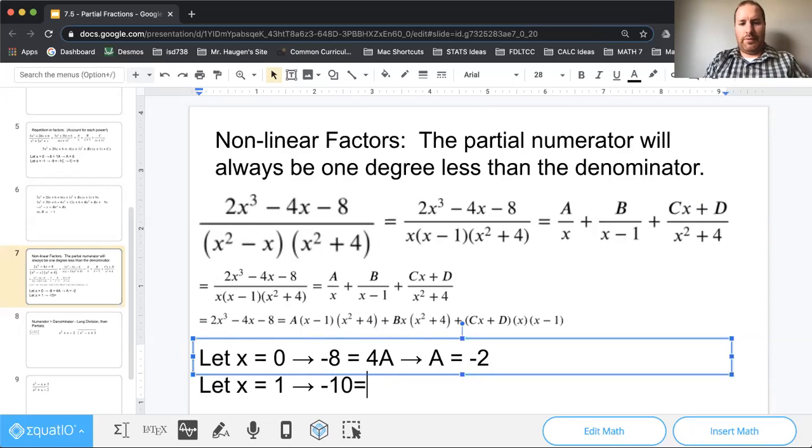So that's 5b, not 6b, 5b, which works out that b is actually equal to negative 2 also. It just happens to work out in this one. It does not always work out that way.